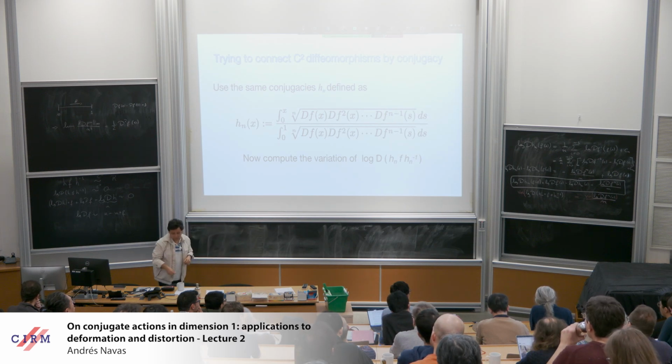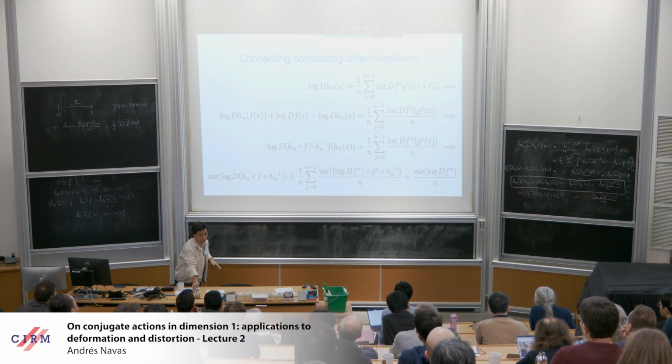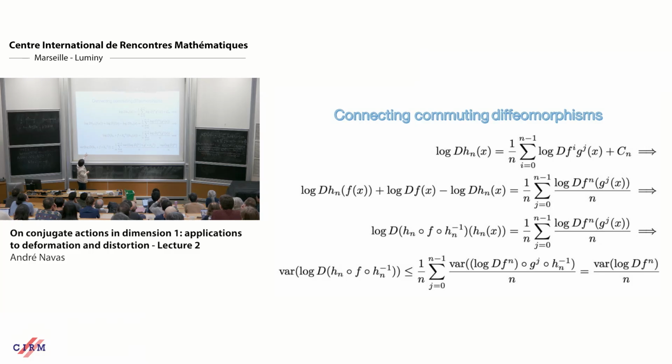And if you do exactly the same computation for two commuting maps, you will get more or less the same thing. This is related to the previous computation with the chain rule and the commutativity stuff and so on. But the point is that the variation of the logarithm of the conjugate is smaller or equal than 1 over n, the variation of the logarithm of the derivative of the power. Okay? So this is very similar to what we found before with the C1 topology. Now we are in a stronger topology and we detect something which is very concrete.